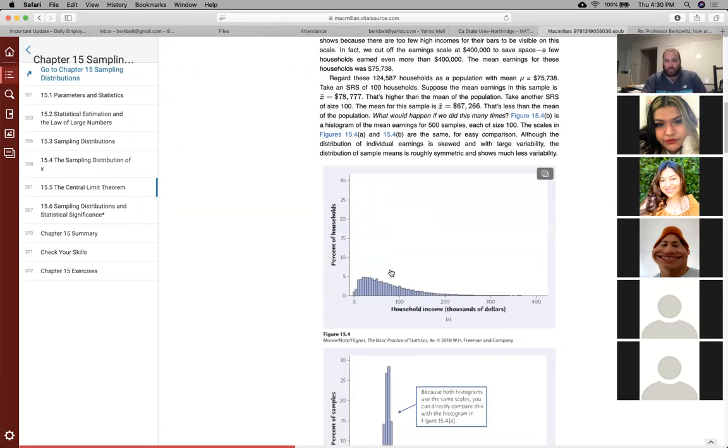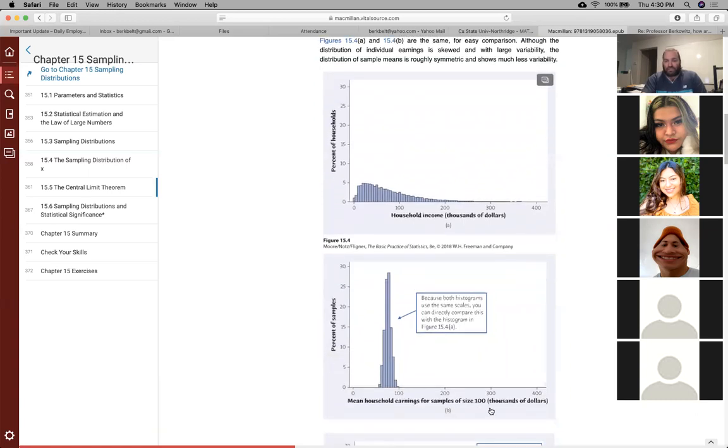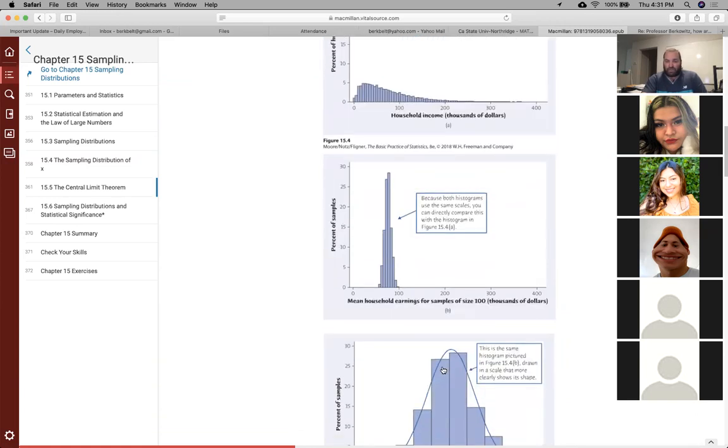Here we have an example: household income, in thousands of dollars, and the percent of households. We see most people do not make a lot, so the household income is not very high, and then it tapers off, and you have some people who make lots and lots, but percentage-wise, not many, so it's a right skew distribution. But if you take samples of size 100 at a time, then even though the original distribution is very right skewed, the sample distribution becomes normal looking. That's the central limit theorem in action.